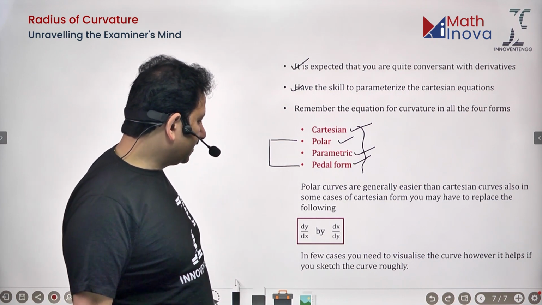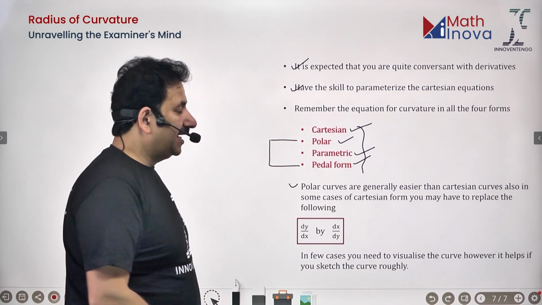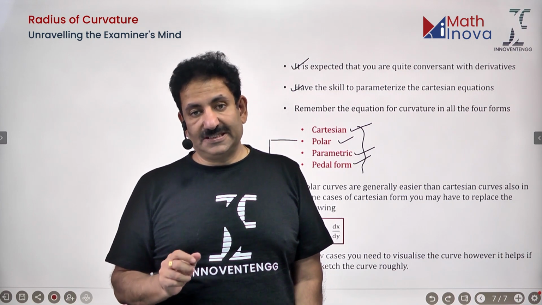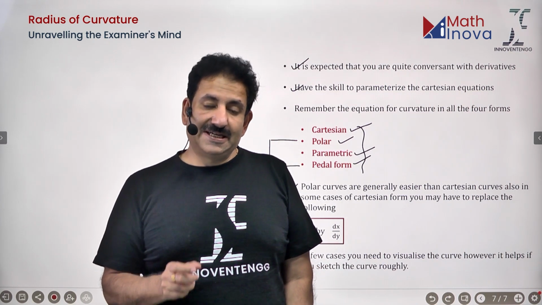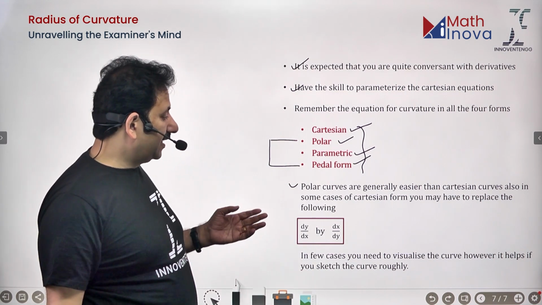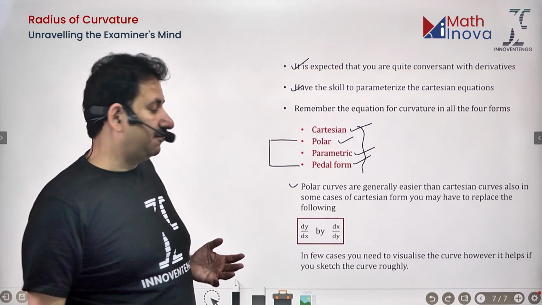And polar curves are quite easier to handle when compared to the Cartesian curves. Cartesian curves require a good amount of algebraic simplification. You need to be very, very cautious when you are differentiating. Whereas the polar curves are very easy to differentiate and easy to simplify also.